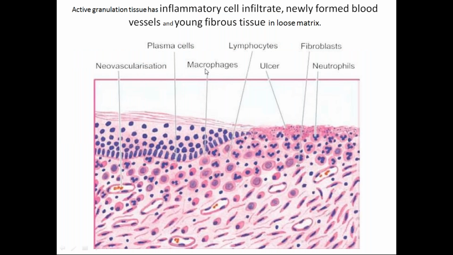See, this is the active granulation tissue showing neovascularization. These are the blood vessels, newly formed capillaries, and the thick acute inflammatory infiltrate like plasma cells, neutrophils, and lymphocytes. Fibroblasts also can be seen. These are spindle-shaped fibroblasts. Neovascularization and residual inflammatory cells.